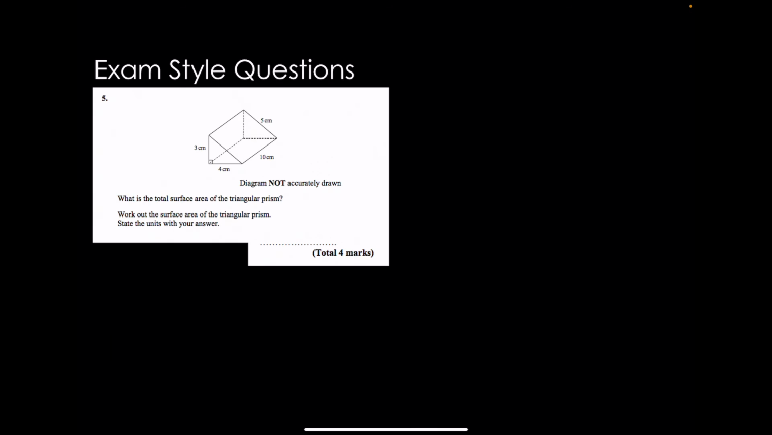All right, let's look at some exam questions then, and then we're done. So here we have got a triangular prism. You're being asked to work out the total surface area of the triangular prism. State the units with your answer, it says, and you get 4 marks. So pause the video, have a go, and press play for the answer.